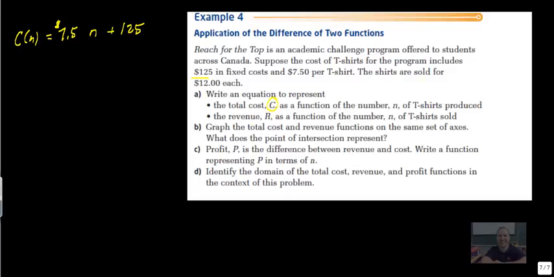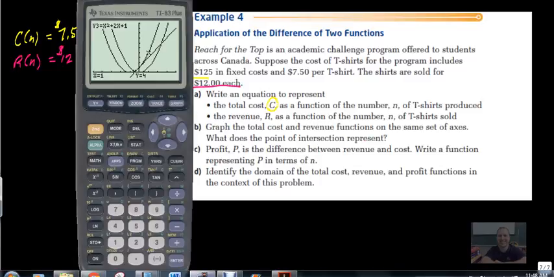The revenue is how much money you get. So it's $12 per t-shirt. So we write a revenue function as a function of t-shirts. We're going to get $12 per t-shirt, $12 each. It says graph the total cost and revenue functions on the same set of axes. What does the point of intersection represent? So let's do that real quick.